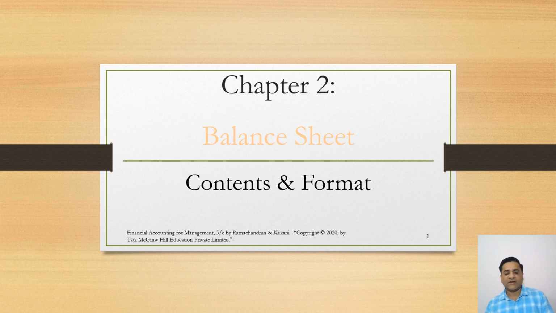In this class, we would be talking about the balance sheet, its contents and the format. In our accounting equation session, we have seen that almost all the transactions of an organization have an impact on the financial position of that organization, and this we have seen by way of working out that illustration, right?